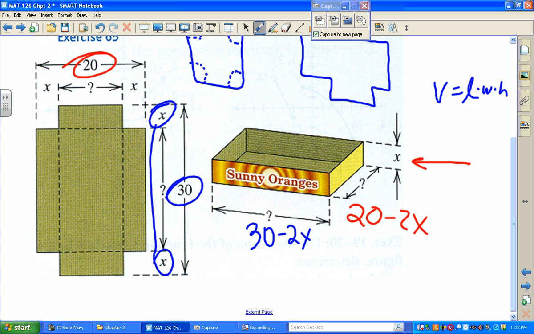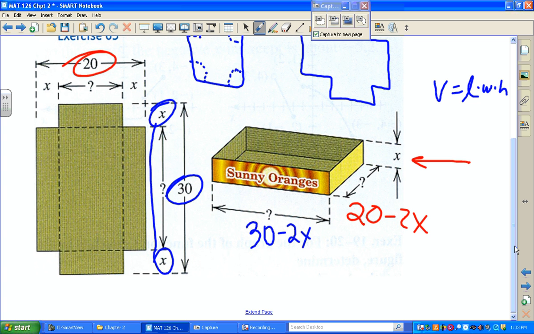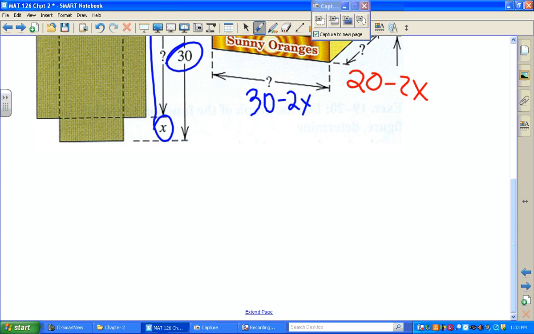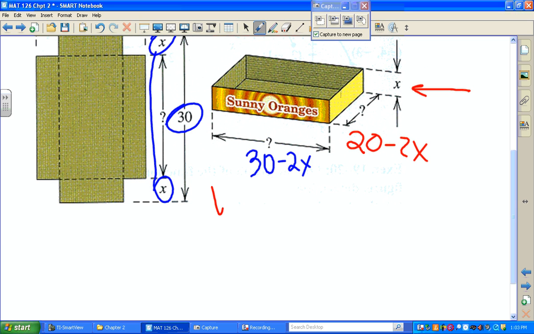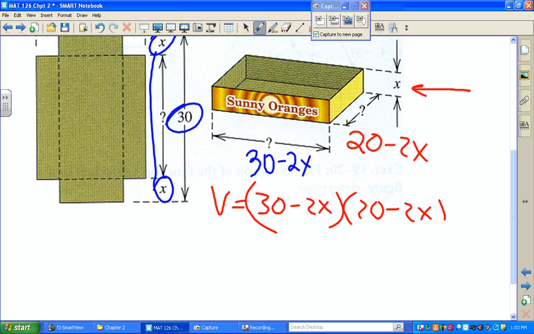Now, in this class, or in this section, we will stop right here with the problem. And the answer is just all three of them multiplied together. V equals 30 minus 2x times 20 minus 2x times x. Okay? And that's length times width times height. Now, it says expressed as a function. So technically, you need an x right there after that.